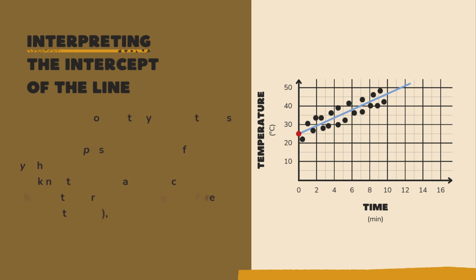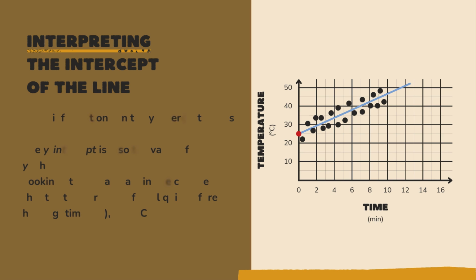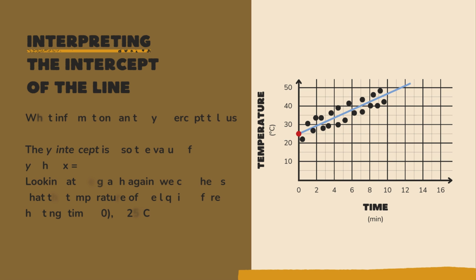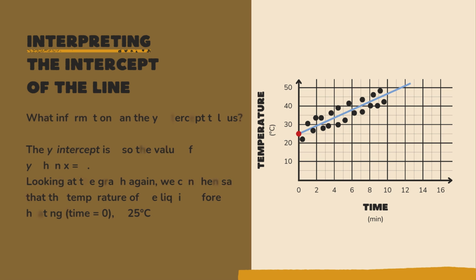So here is time, and 25 is the temperature in degrees Celsius. So it's increasing over time. Here is 0 to 16, and that is the time period in minutes. So looking at the graph again, we can say that the temperature of the liquid before heating is 25 degrees Celsius. So what information can the y-intercept tell us?